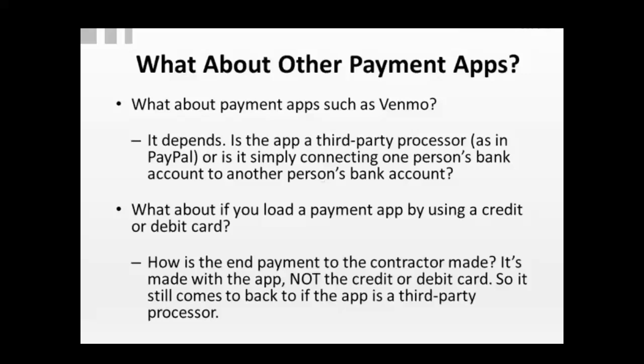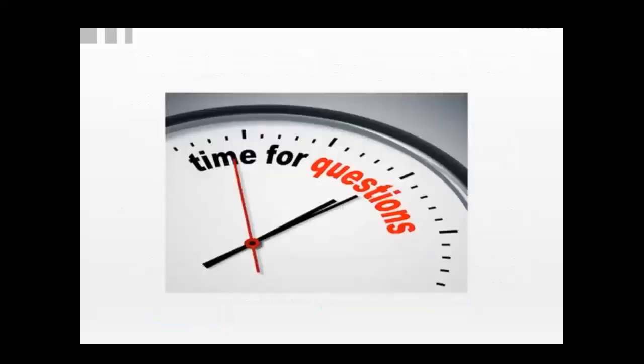Now, what if you load the payment app using your credit card or debit card? Do you meet the 1099K exception that way? The answer is no, because you have to look at how is the end payment to the contractor made. It's made with the app, not with the credit or debit card. And so again, it comes back to, is the app a third-party processor? Again, in my opinion, most of these apps probably are not. So they are not going to send a 1099K, which means you would need to issue a 1099 miscellaneous.